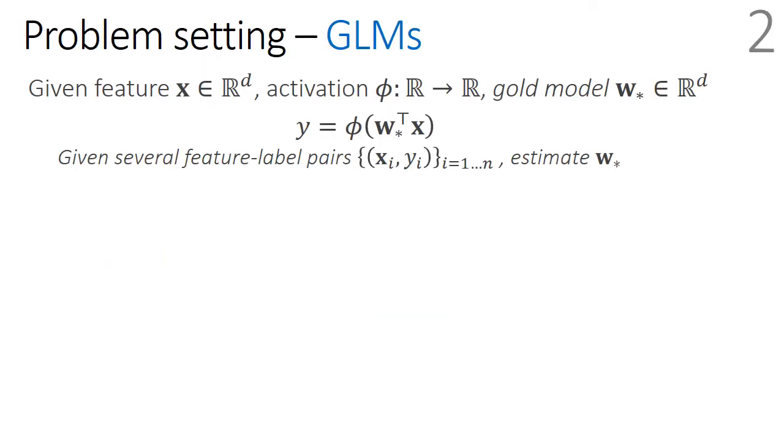Let's first look at our problem setup. The model we focus upon is the generalized linear model. It is defined by the activation function phi, which maps the input feature vector x into the corresponding label y. The learning objective here is to estimate the unknown model parameter w star. There is a noisy version of it as well.